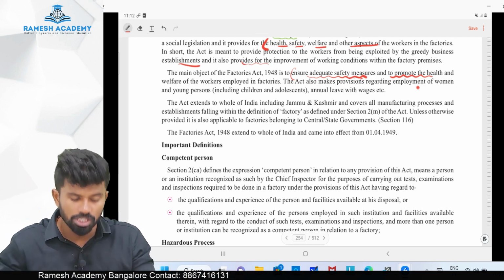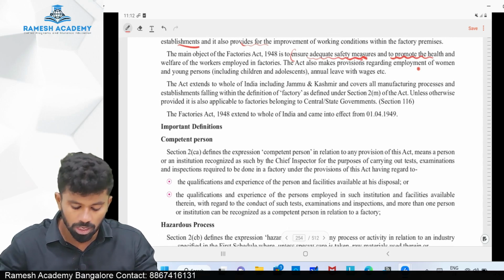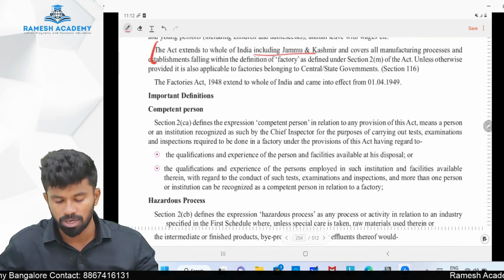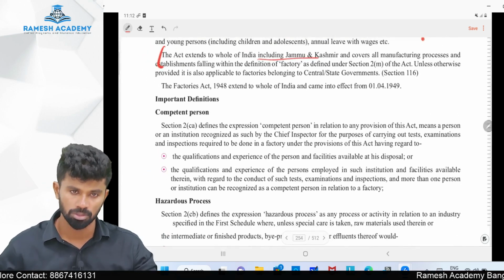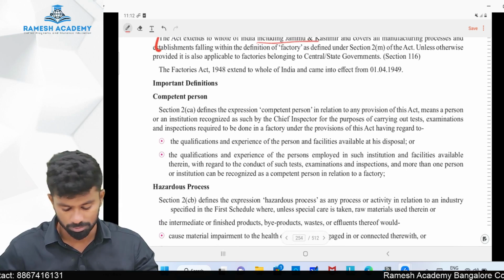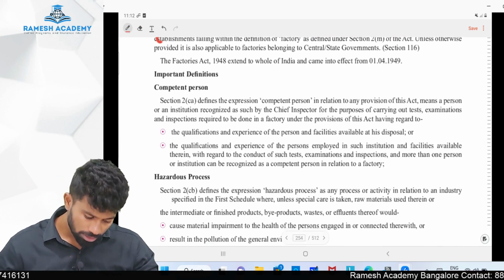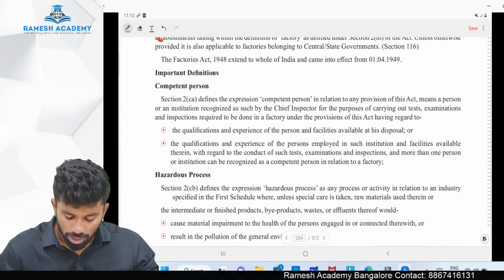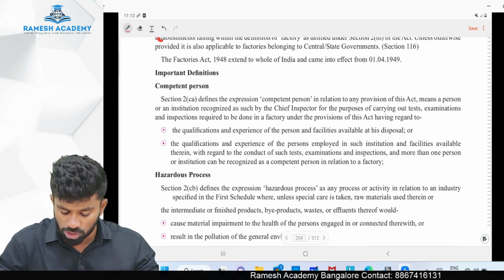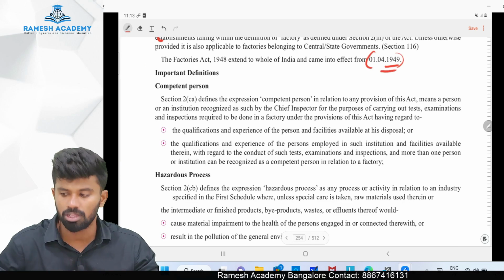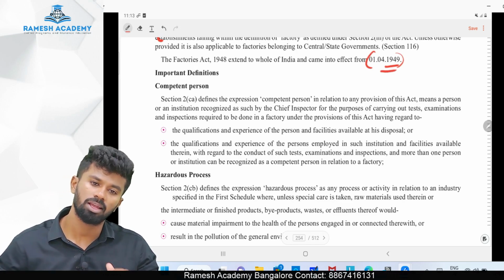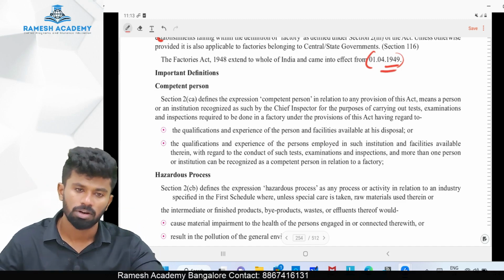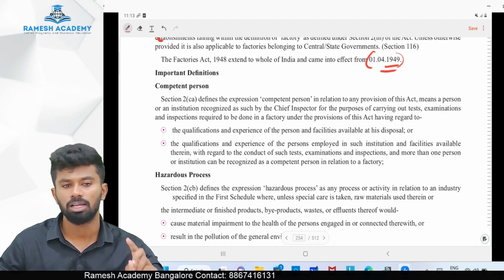The act extends to the whole of India, including Jammu and Kashmir. There are no exceptions now. All the laws made by the parliament are applicable even to Jammu and Kashmir. The Factories Act 1948 extends to all of India and came into force from the date 1st April 1949. The law was made in the year 1948, but it came into force from 1st April 1949.